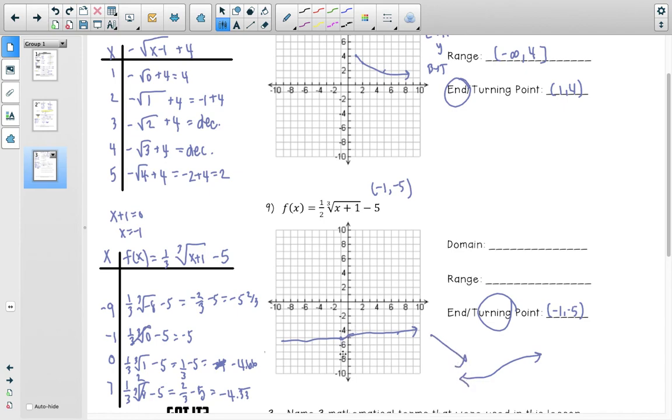This is what happens when you use a tablet. Holy crap, is that bad? The domain of this is going to be negative infinity to infinity, and the range is going to be negative infinity to infinity. That I can guarantee with cube roots.